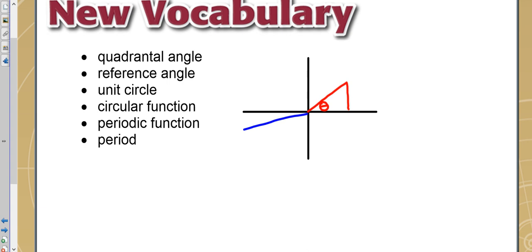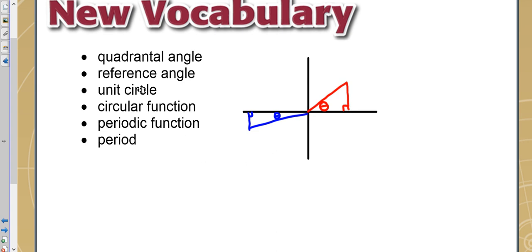Or if I had this angle here, what you would do is you would connect the angle to the x-axis, and the reference angle would be the angle that connects it there. It would not be this angle, nor would it be the right angle over here. It would always be the angle that connects the origin to the x-axis. And these would be called also a reference triangle. So not only is that a reference angle, these are reference triangles when you connect them to the x-axis.